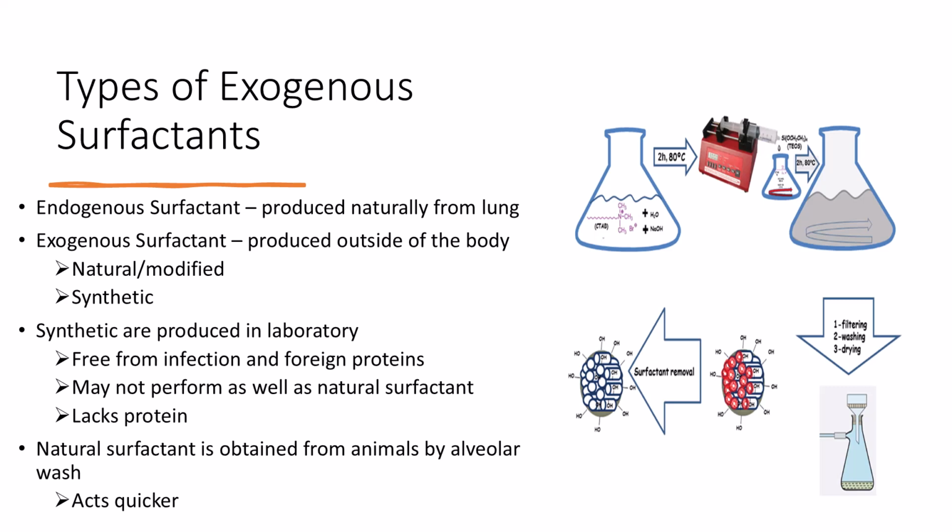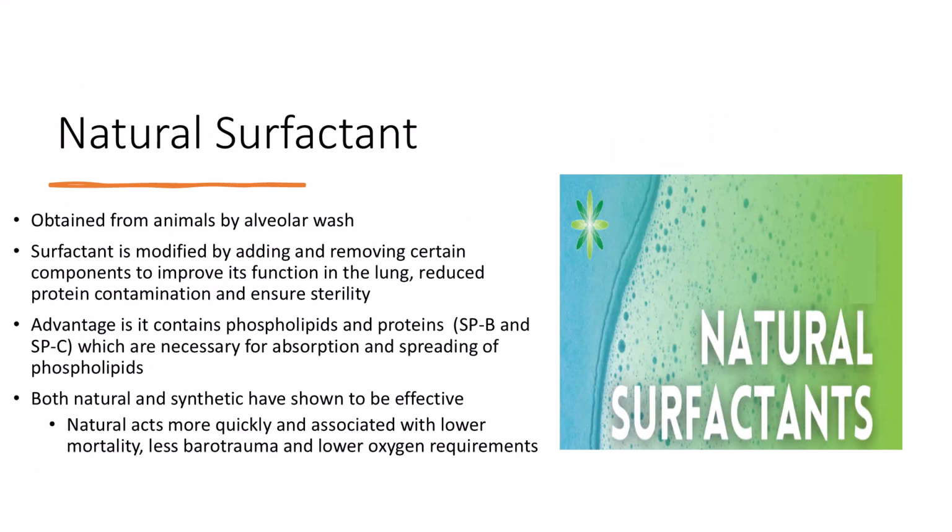Endogenous surfactant is a complex mixture of phospholipids and proteins produced by type 2 pneumocytes in the lungs. It plays a vital role in reducing alveolar surface tension and preventing alveolar collapse. Exogenous surfactants, on the other hand, are surfactant drugs produced outside the patient's body, either derived from human or animal sources or synthesized in a laboratory. Natural surfactants are obtained from animals through alveolar wash procedures. The surfactant is then extracted from the liquid using centrifugation or filtration. To enhance its function in the lungs, reduce protein contamination, and ensure sterility, the surfactant is modified by adding or removing certain components.